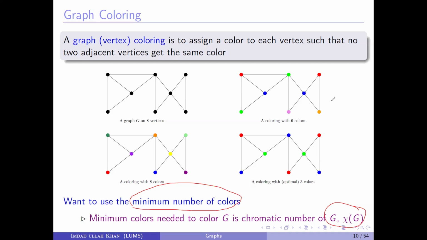No adjacent vertices have the same color. We can also use 8 colors. And in the last example, we use 3 colors, and this is the chromatic number of this particular graph, because that's the optimal value. This is the minimum number of colors required to color this graph. We can't color this graph using 2 colors.